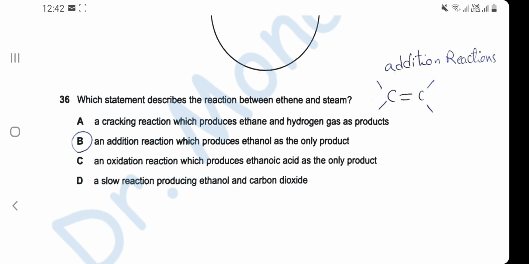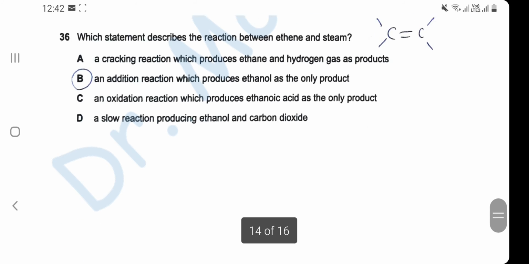C, an oxidation reaction which produces ethanoic acid as the only product. This is not an oxidation reaction, this is an addition reaction. On the double bond we are adding water, H and OH on the double bond. D, a slow reaction producing ethanol and carbon dioxide. This is wrong because an addition reaction gives you only one product, which is ethanol. The answer will be B.